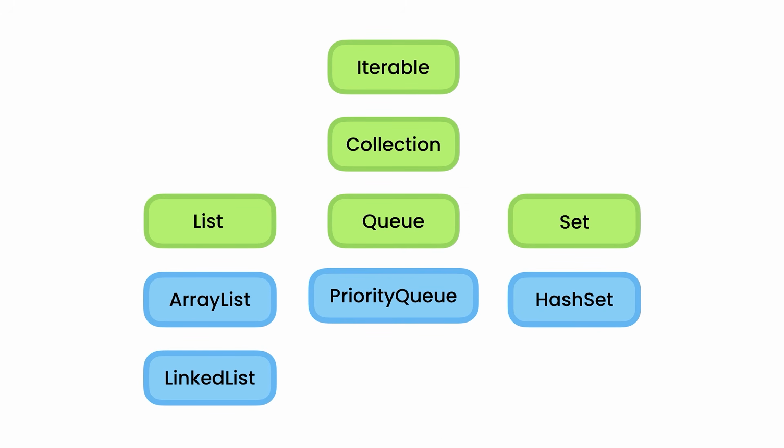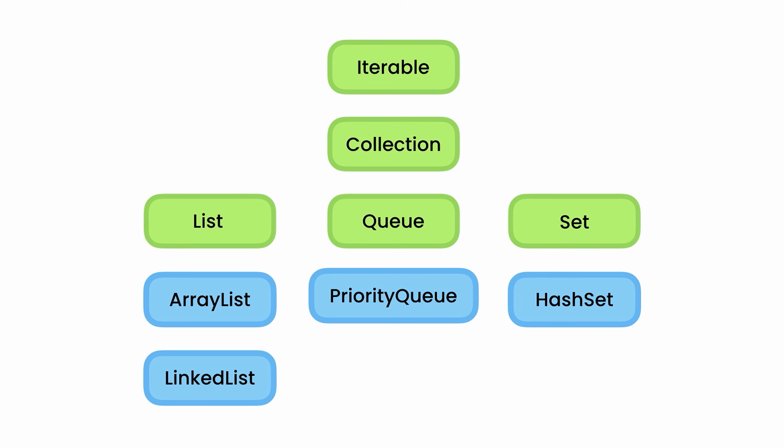Now, below this Collection interface, we have three sub-interfaces: List, Queue, and Set. Each of these, again, inherits all the capabilities declared in the Collection interface and adds something extra. For example, the List interface allows us to work with an ordered collection and access objects using their index, just like how we can access an object by its index in an array.